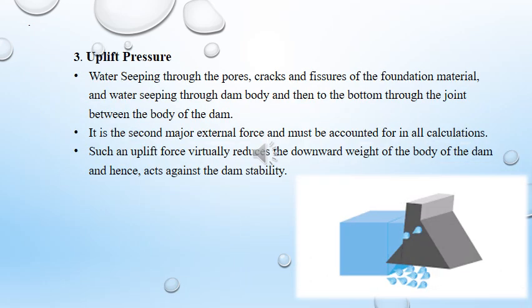The third force which is acting on the gravity dam is the uplift pressure. Water has a tendency to seep through the pores and fissures of the foundation material. It also seeps through the joint between the body of the dam and its foundation at the base, and through the pores of the material in the body of the dam. So, the uplift pressure is defined as the upward pressure of water as it seeps through the body of the dam or its foundation.